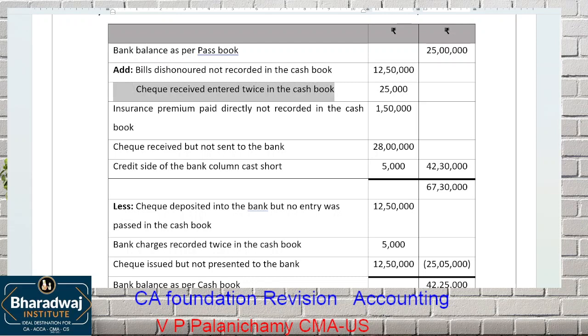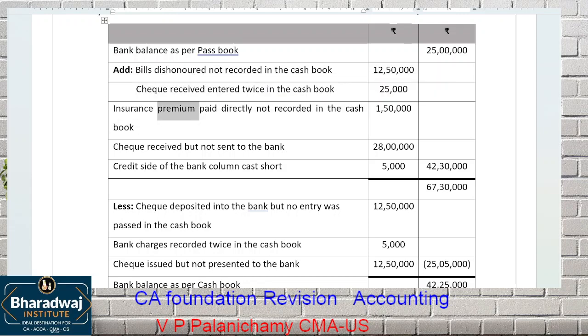Checks received entered twice in cash book. Inflow check. In the bank we would have added only once, but the customer has added 2 times. So let us add one more time. In bank we would have added only once, but the customer added twice. So let us add one time.